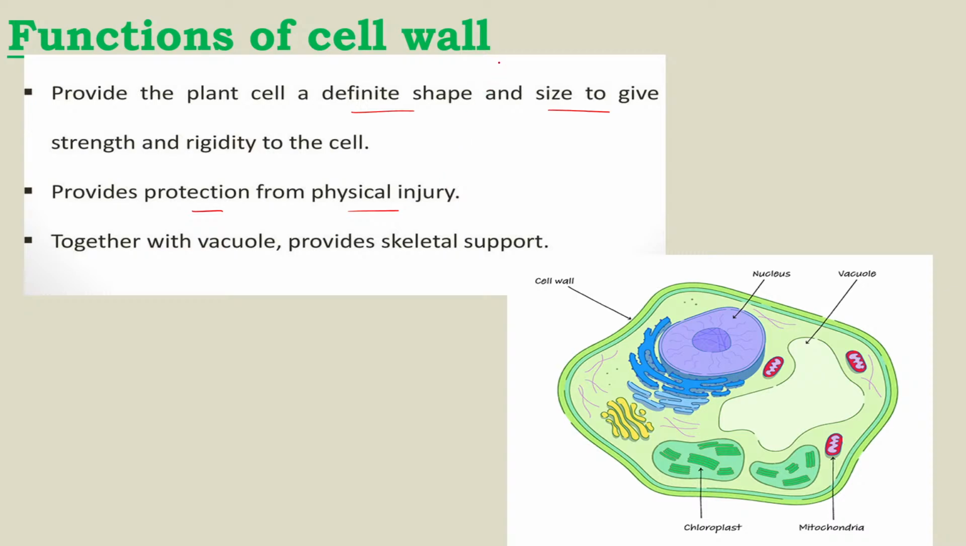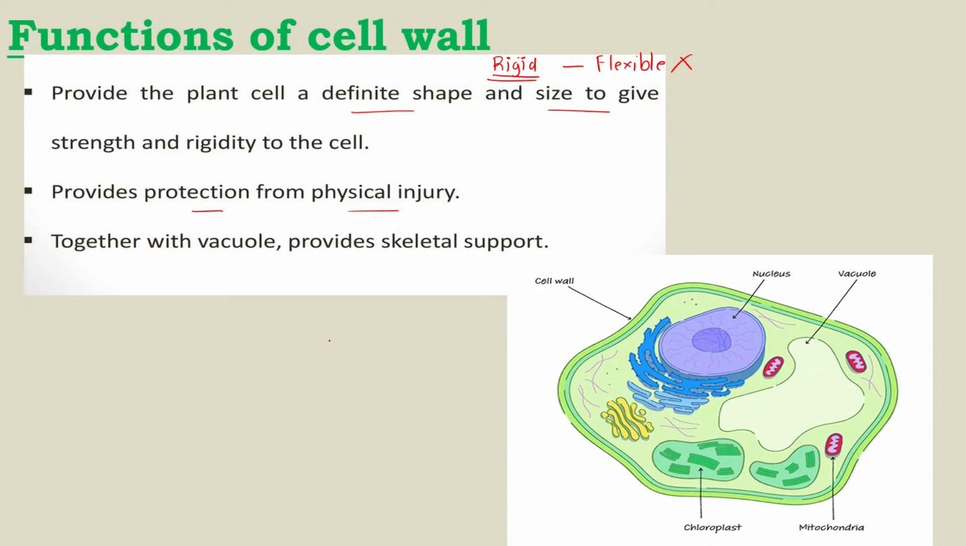Therefore the plant has a rigid shape. So plants have a rigid, hard shape, which is not a flexible shape. They don't have a flexible body. They have a hard, rigid and definite shape, and this is due to the presence of the cell wall. So the cell wall gives the rigid, definite shape to the plant, definite size to the plant, and rigidity. Rigidity means strength. It gives strength to the plant.